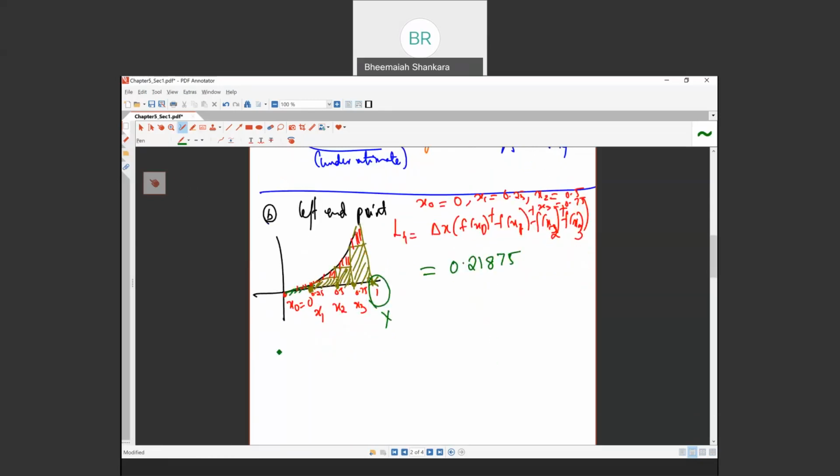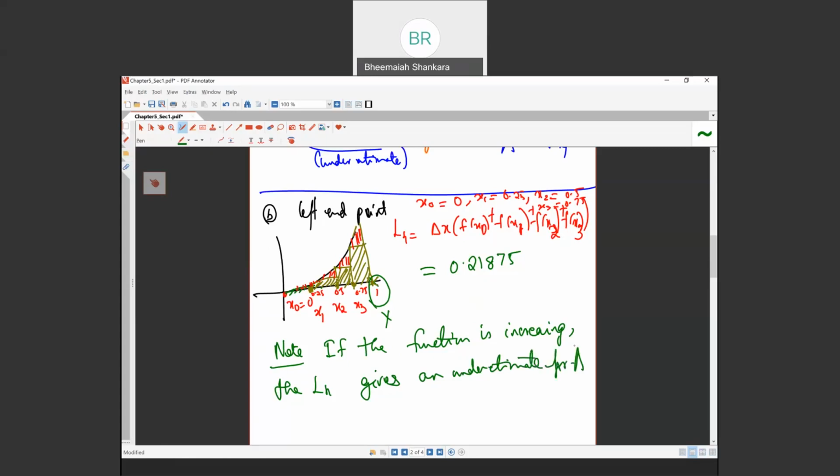So now you want to make a note here. If the function is increasing, then L sub n, which is the sum of area of rectangles, gives an underestimate for area under the curve A. So all we are saying is L sub n will be less than A. So I'm going to write this increasing as decreasing, and the underestimate becomes overestimate.